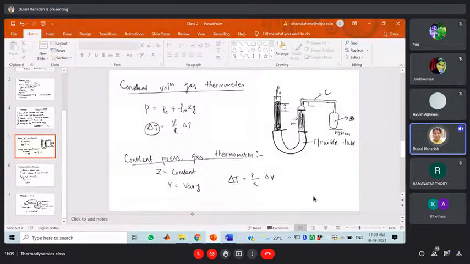Then we can write our pressure formula, that is, atmospheric pressure plus rho m z g. Here we have taken a mercury manometer, so the density of mercury will be given. What is the value? Any one of you please tell me. What is the value of that mercury density?